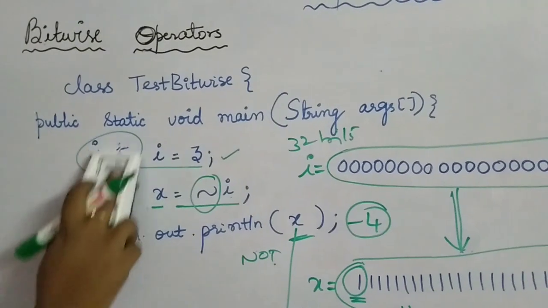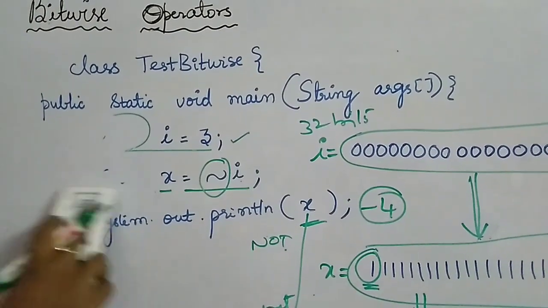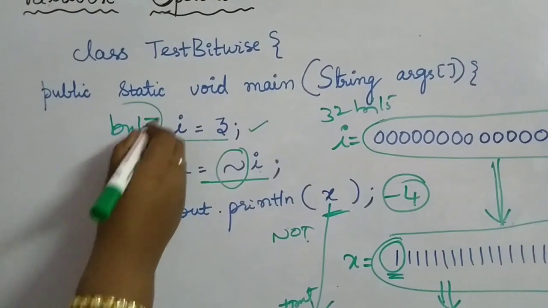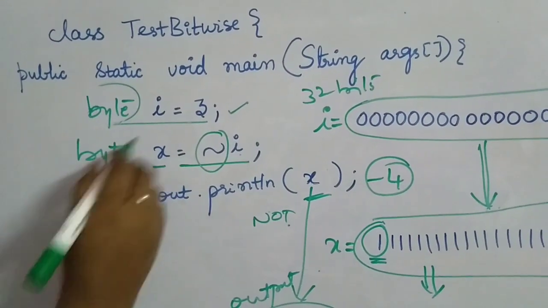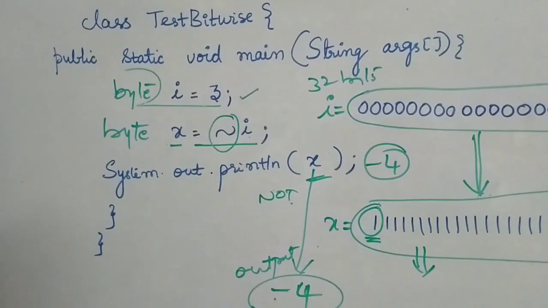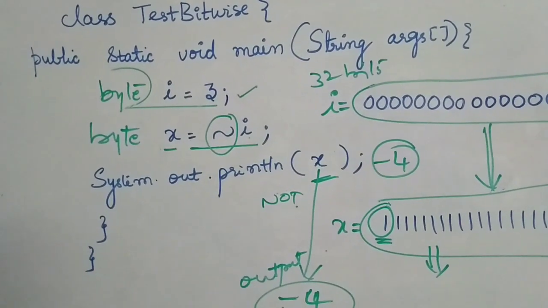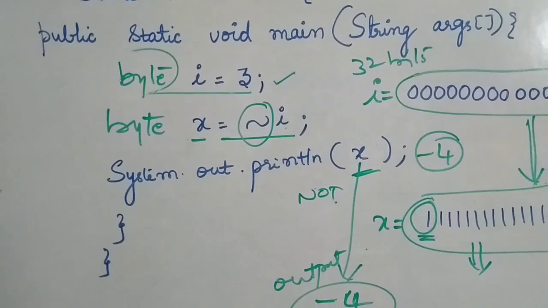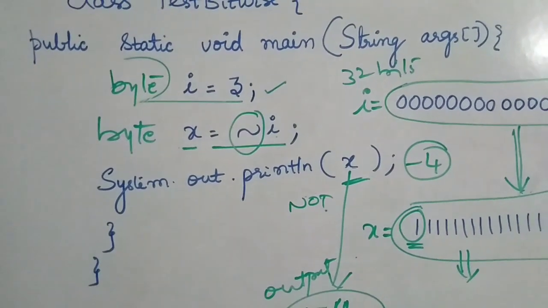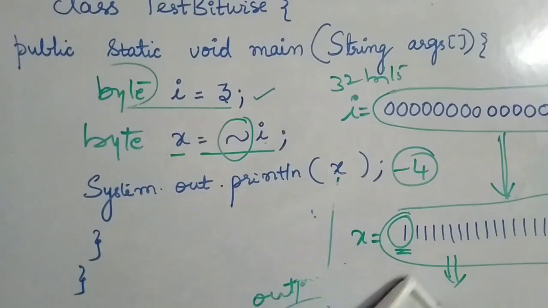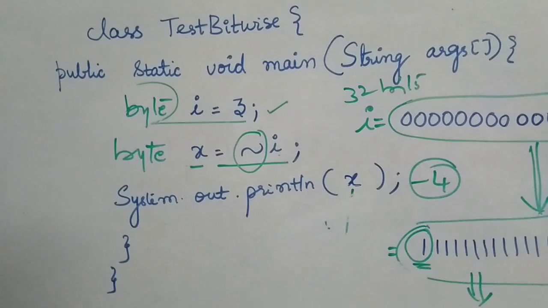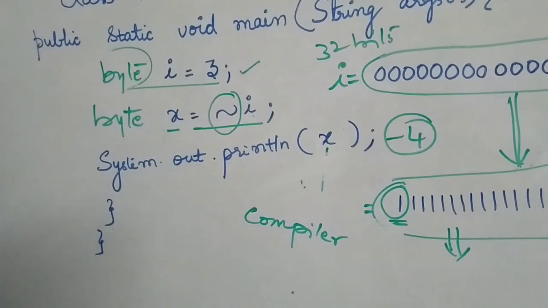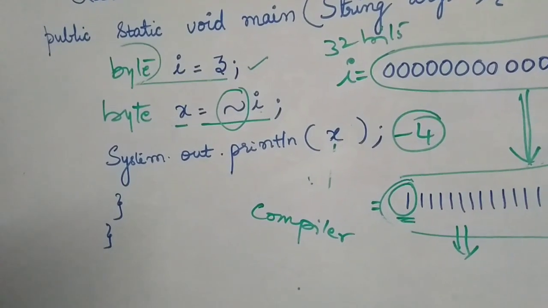I'll make little modifications to these two variables over here. I'm making this a byte, and I'm making this also a byte. Now I want all of you listening to this class to pause and think about what the output of this program will be. Let me explain: the output will be a compilation error, saying that integer cannot be converted into byte.